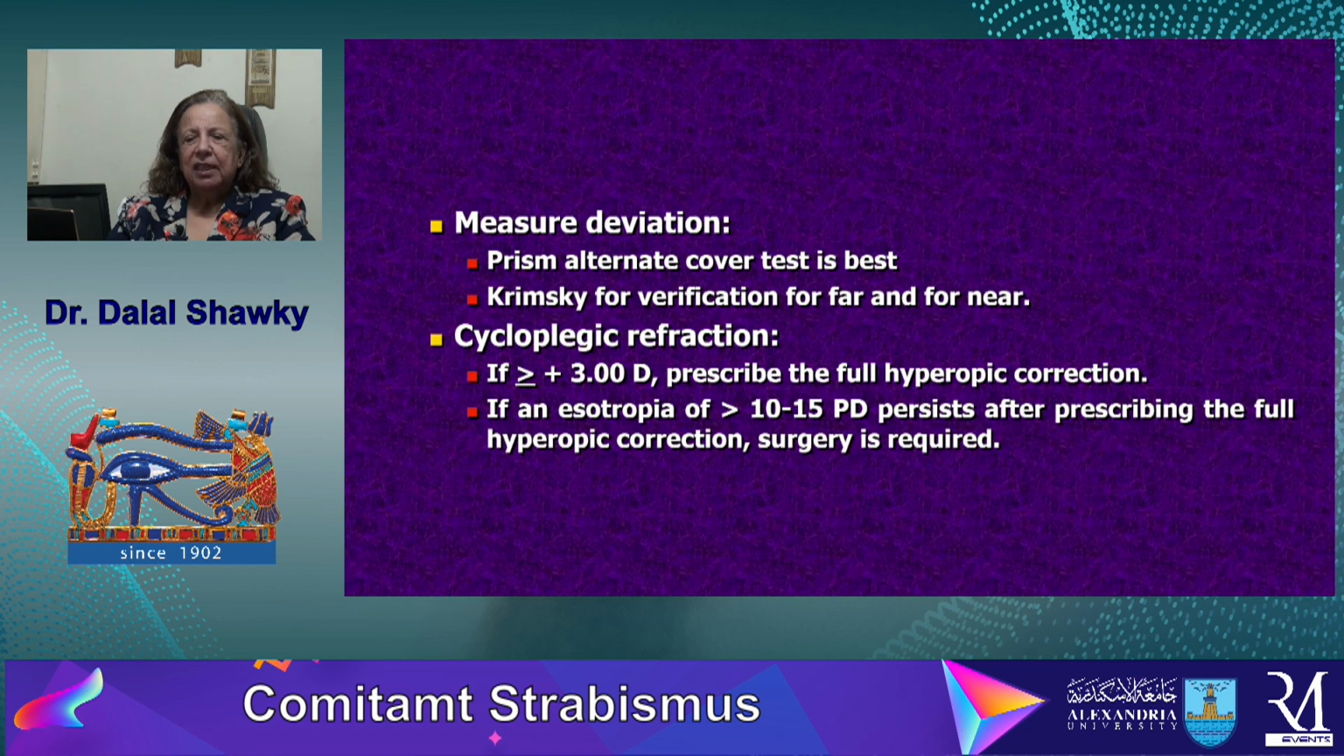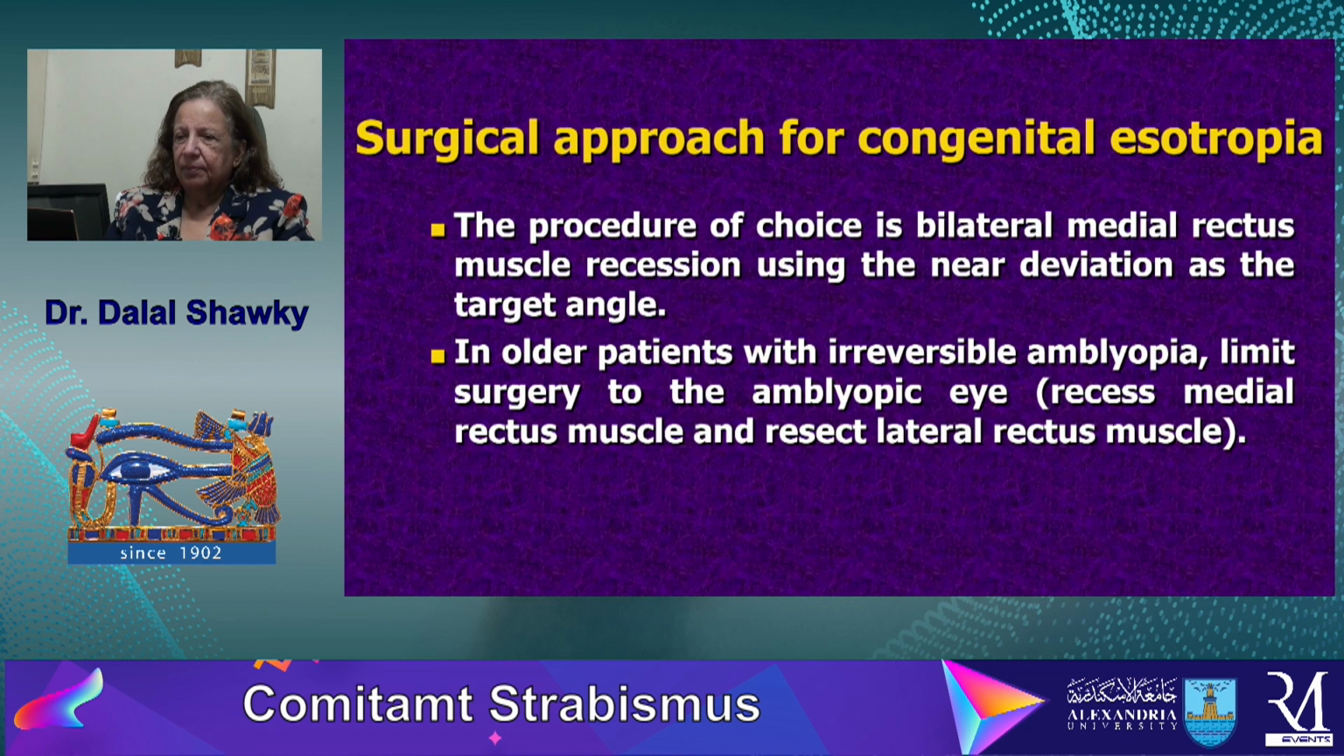If the hyperopia is 3 diopters or more, we can prescribe the full hyperopic correction at most. This is the first thing to do, to correct the error of refraction. If after correcting the error of refraction an esotropia of at least 10 to 15 prism diopters is still present, we have to resort to surgery in these cases.